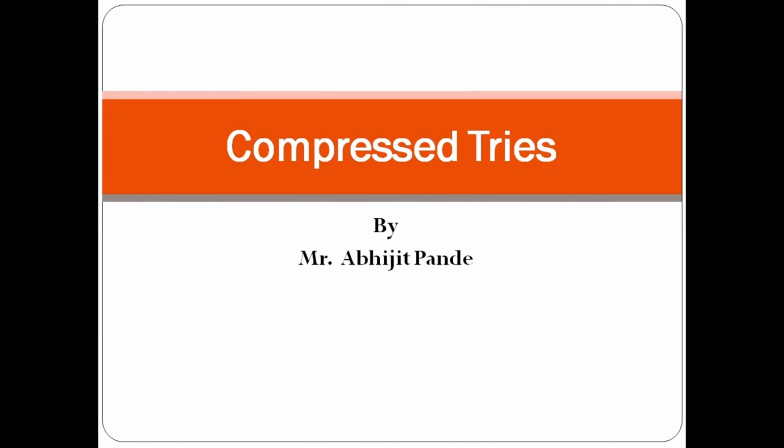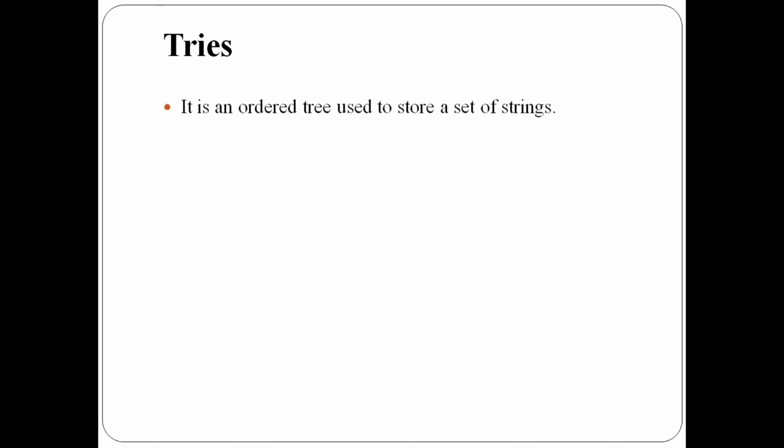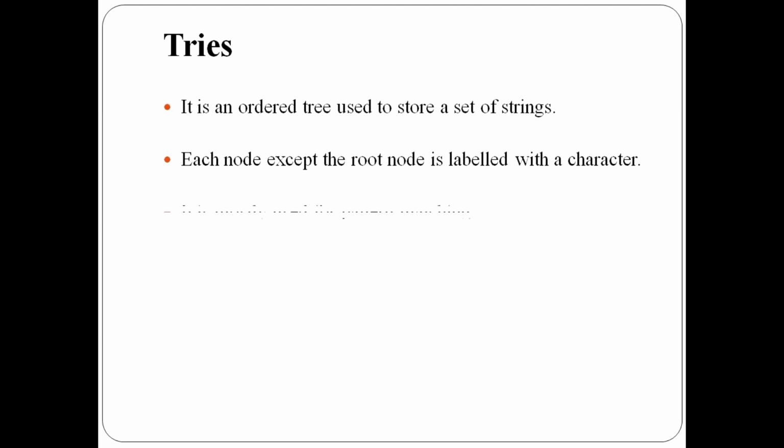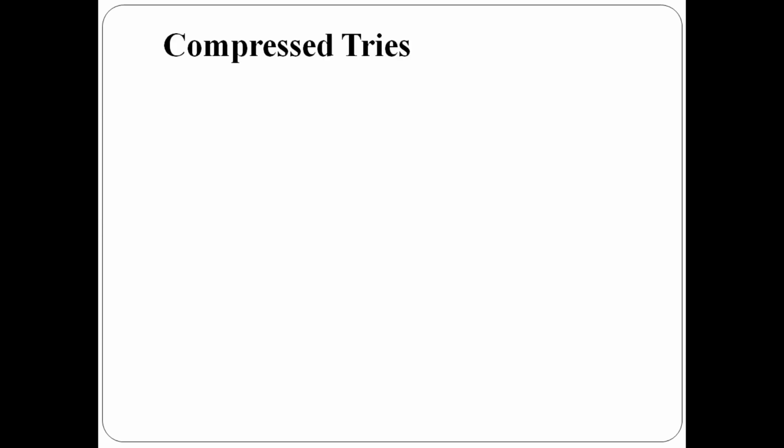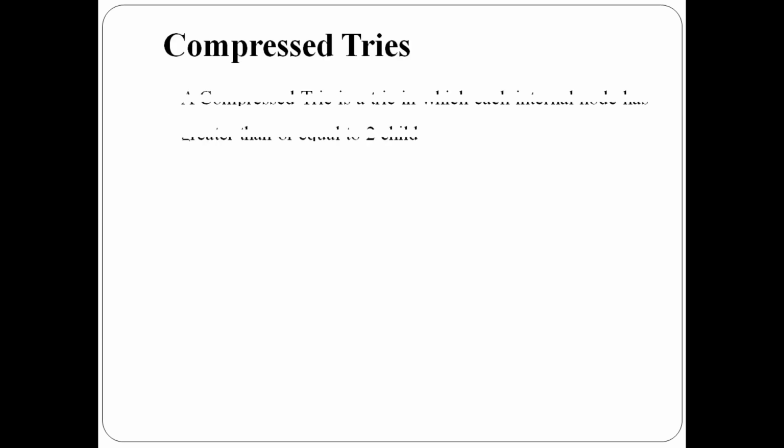Before starting with the compressed trie, let us consider what a trie is. A trie is an ordered tree that is used to store a set of strings. It is a tree in which each node except the root node is labeled with a character, and it is mostly used for pattern matching. I have already discussed the trie in my previous video, and the link is available in the description. So let's start with the compressed trie.